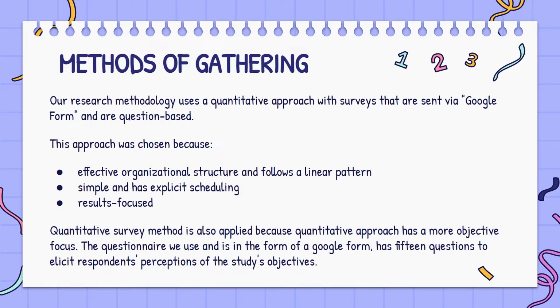Next is the method of gathering. Our research methodology uses a quantitative approach with surveys that are sent via Google Form and are question based. This approach was chosen because, first, it is effective, with an organizational structure that follows a linear pattern. Next, it is simple and has explicit scheduling. And lastly, it is result focused.